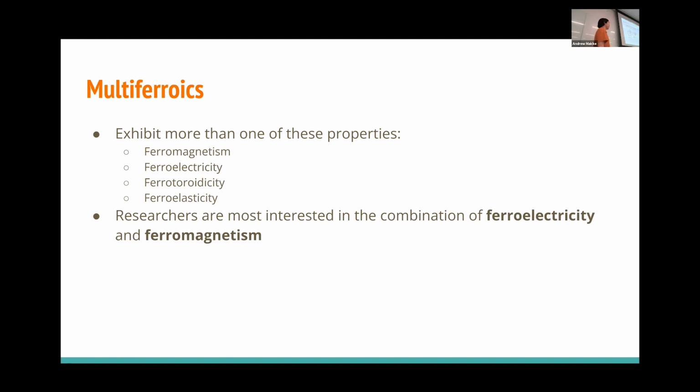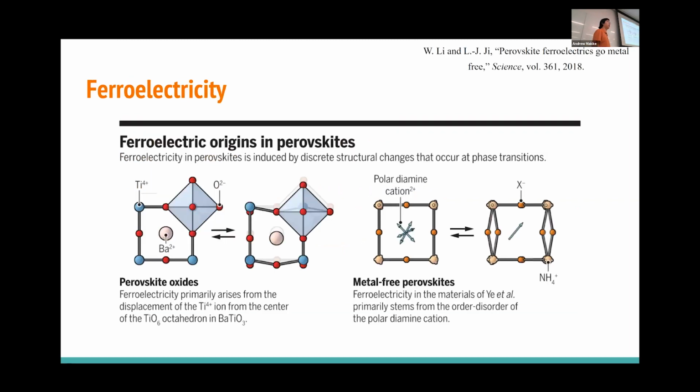We all know what ferromagnetism is, so I'll go a little more in depth on ferroelectricity. A ferroelectric material has a spontaneous electric polarization, or spontaneous net electric dipole moment. You can think of it as the electric analog of ferromagnets. And the electric polarization arises when the symmetry in the crystal structure is broken.